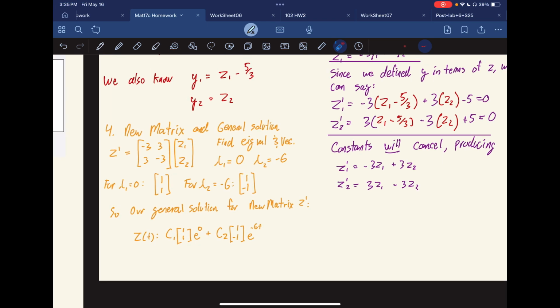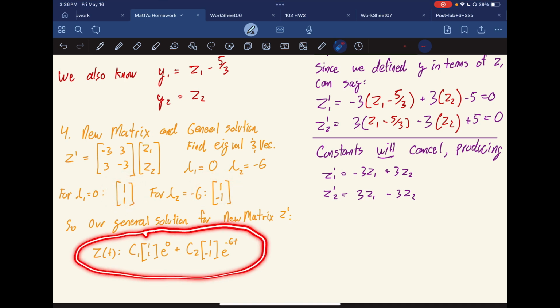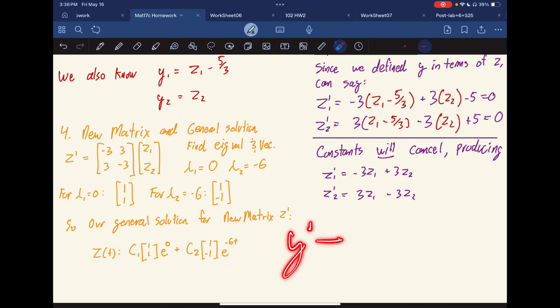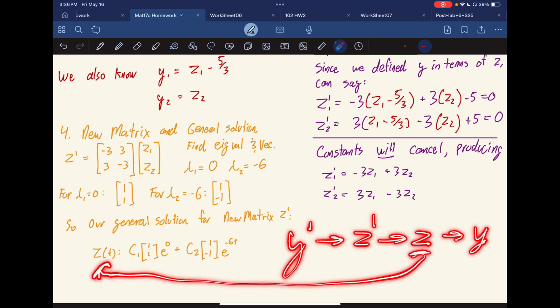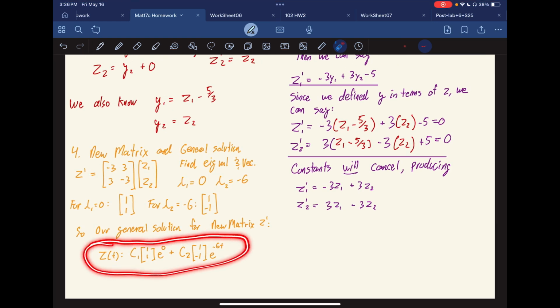So here's my system of z, my matrix z, and you just do the same old, same old. You find your eigenvalues and you find your eigenvectors. My eigenvalues, I found them to be 0 and negative 6, and then you find your vectors from that, and then you just plug it in, and you're almost done. You're not done yet. This is only z of t. Remember, it goes bang, bang, bang, bang. And right now, we're right here. So we have our general solution that we get from the general solution formula.